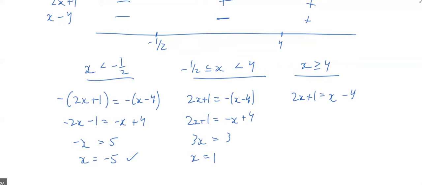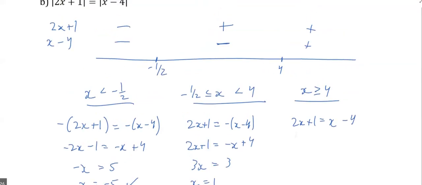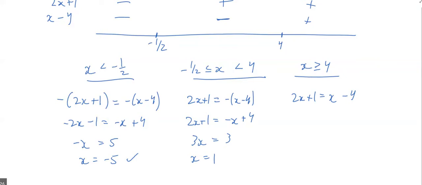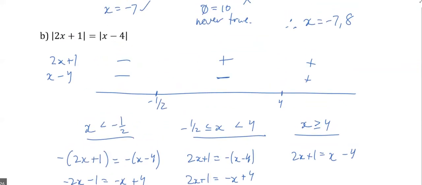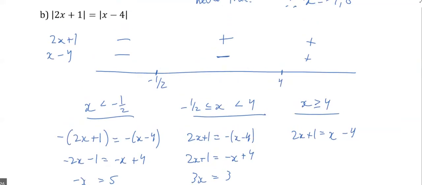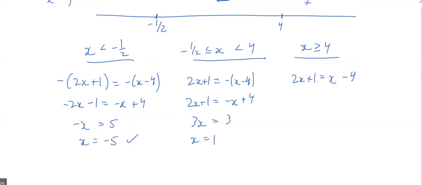So what if I put 1 in there? 1 minus 4 is negative 3, but the absolute value of negative 3 is 3. And 2 times 1 is 2 plus 1 is 3. So I got the absolute value of 3 equals the absolute value of negative 3. That's true. So that solution works. Next one. X equals negative 5. No. Extraneous. So I got 2 solutions again.